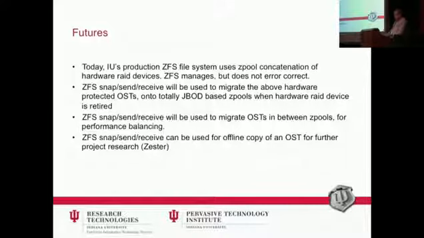Some of the things that we plan to do in the future, as mentioned today: one of IU's production file systems is ZFS based, and we're using hardware based protection, and those block devices are concatenated into our Z pool. So ZFS is in the middle there, and once we decide to migrate off of this hardware based storage onto fully JBOD ZFS protected storage, we should be able to use this method, and we should have little to no downtime in accomplishing this.